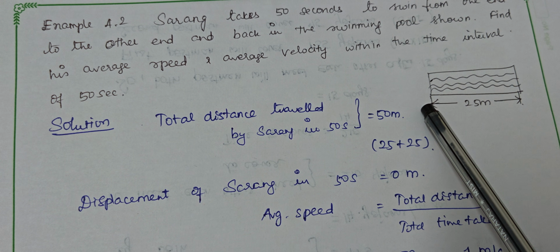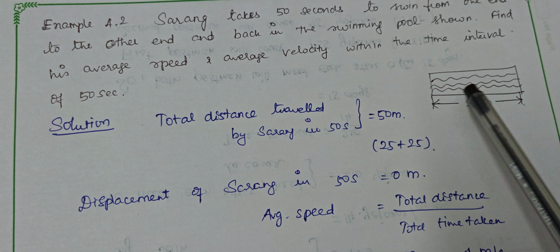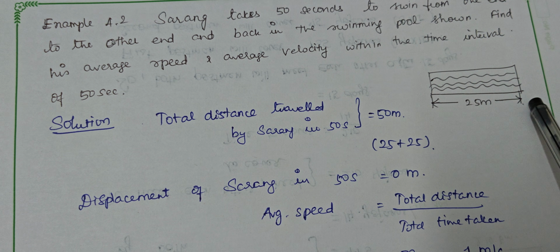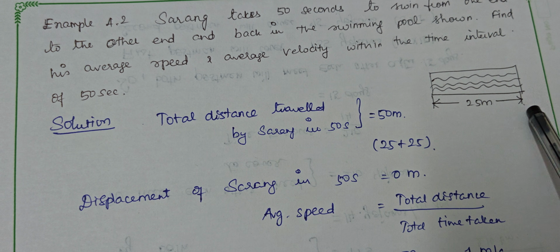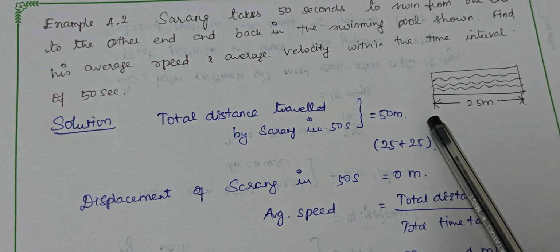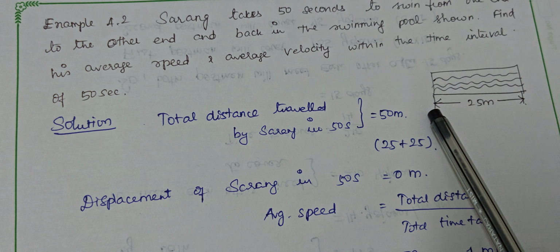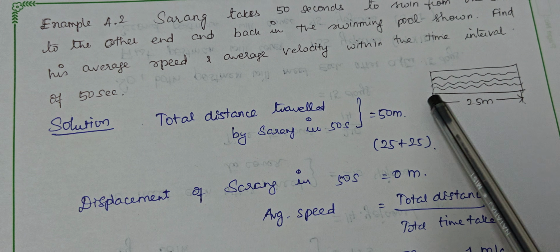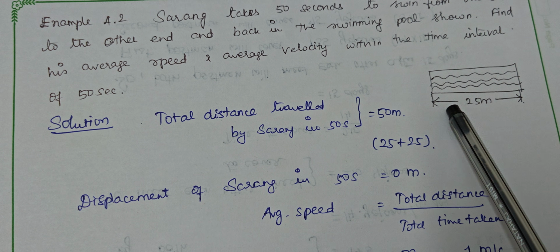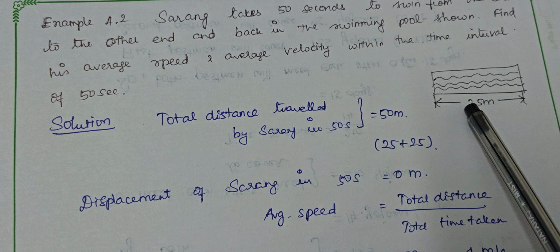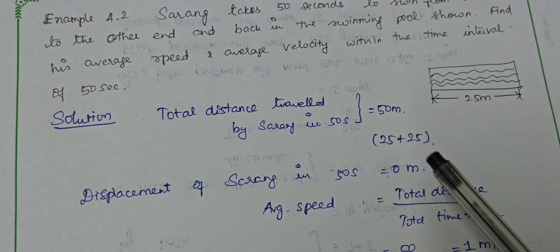So the total displacement is 0. What is the distance? He went from one end to the other end, so 25 meter. Then he returned from the other end to the original point, which is again 25 meter. So 25 meter plus 25 meter is the total distance covered by Sarang, which is 50 meter.